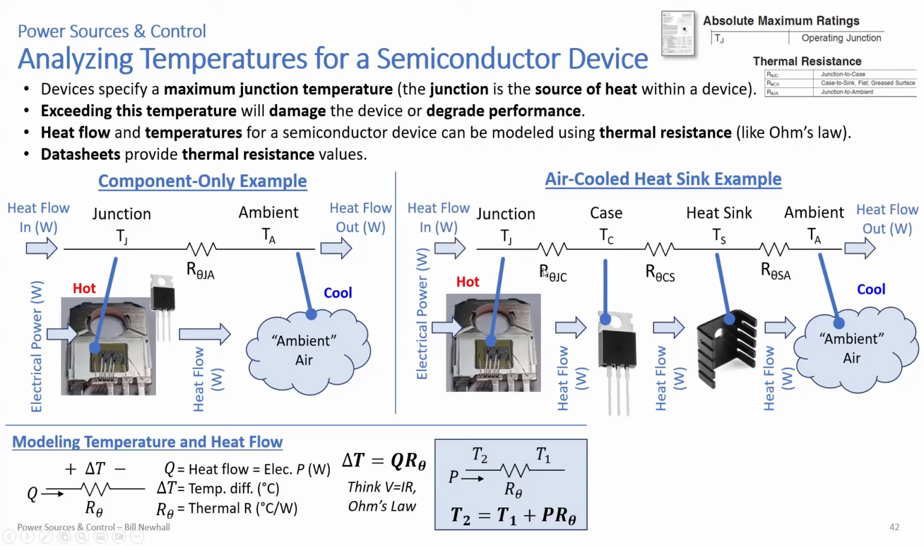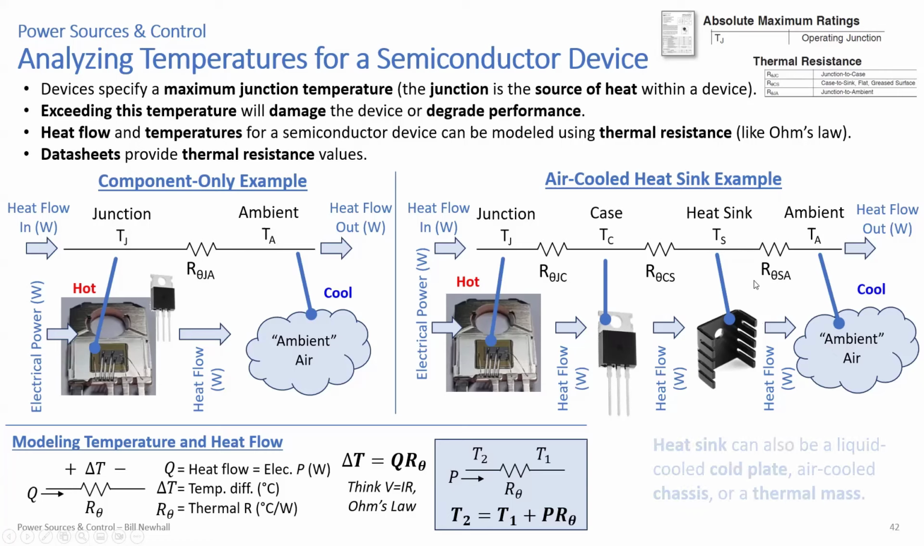Okay, and we can model the thermal resistances. These are usually specified between these temperatures. So here is theta JC, that's junction to case thermal resistance, right? And then you go from case to the heat sink, R sub theta CS. And then you have from heat sink to ambient air. We'll talk more in detail about this.